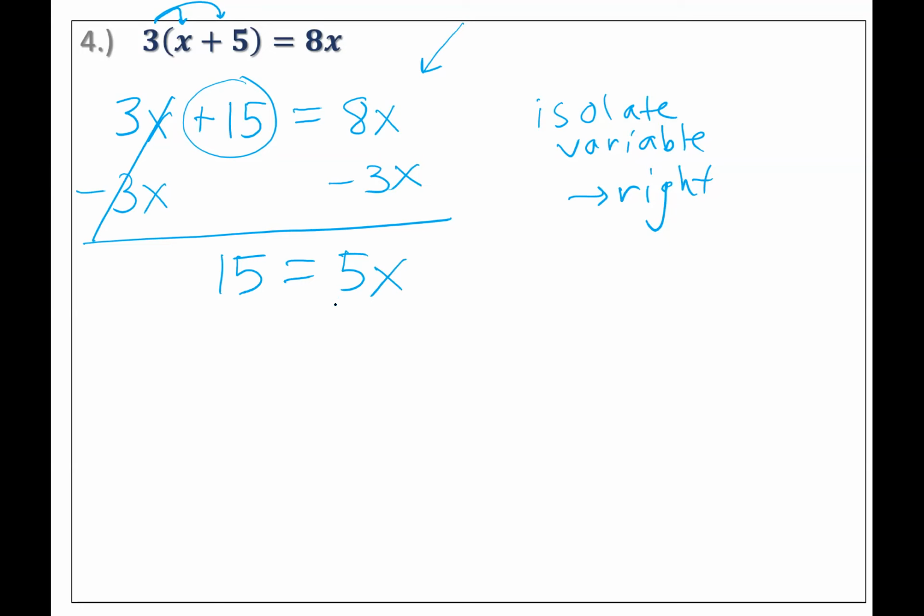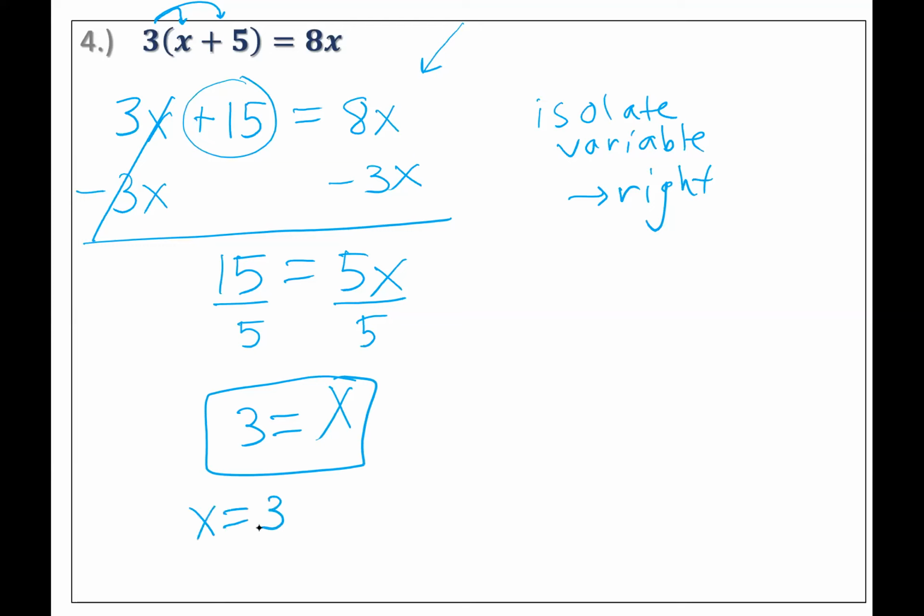All we have to do now is divide both sides by 5. 15 divided by 5 is 3. 5x divided by 5 is just x, and we're done. So our answer, what I have written is 3 equals x. You could, of course, just write x equals 3. It doesn't matter. Both are the same, okay? So if I had done this a different way and taken some different steps, I would still end up with 3 for my final answer.